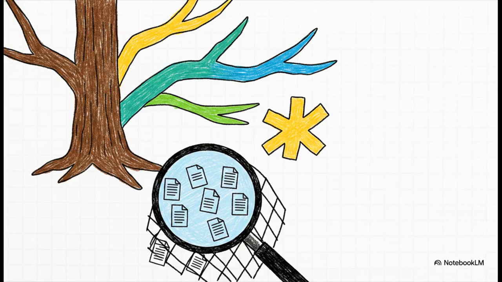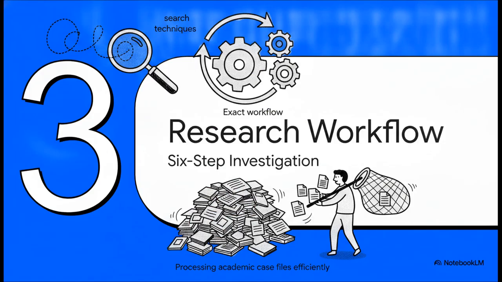Oh, and here's a quick pro tip for your hunt. Truncation. I know it sounds complex, but it's really just a tactical trick. By putting an asterisk at the end of a root word, like criminologist, the database is going to automatically pull up variations: criminology, criminological, and criminologist. It saves you from having to type out every possible word variation and makes absolutely sure no relevant evidence slips through the cracks.